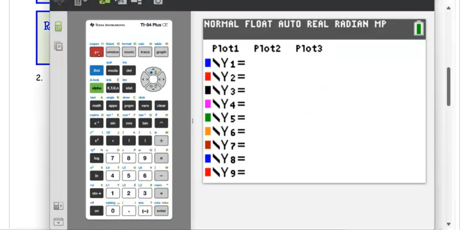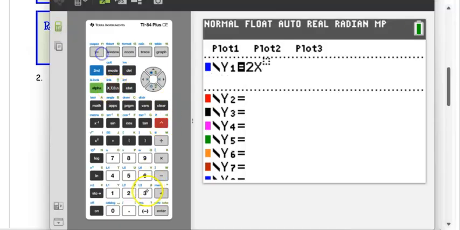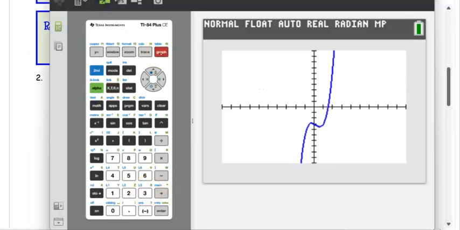We're going to take a peek at what this graph looks like. I'm going to plug this into our y1. I have 2x to the third minus x squared minus x minus 3. And I'm going to graph it.